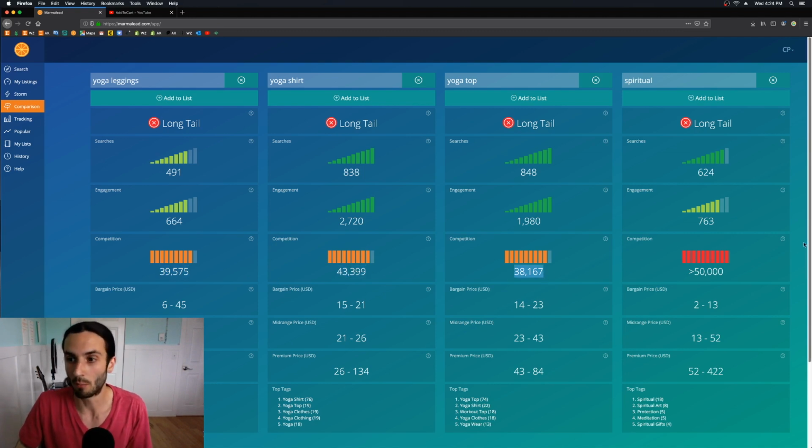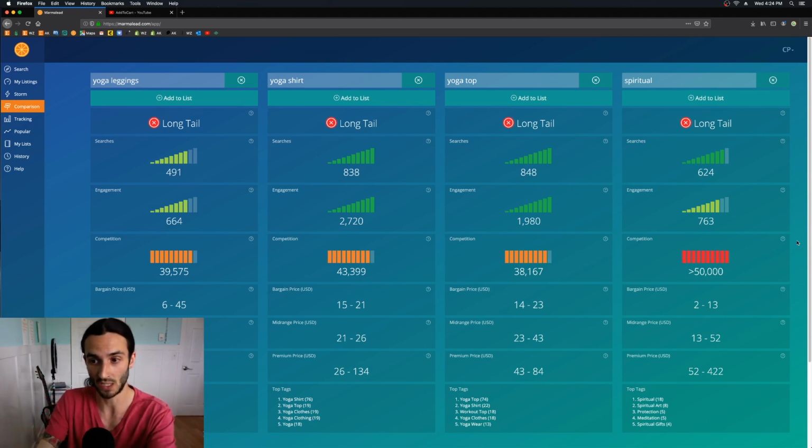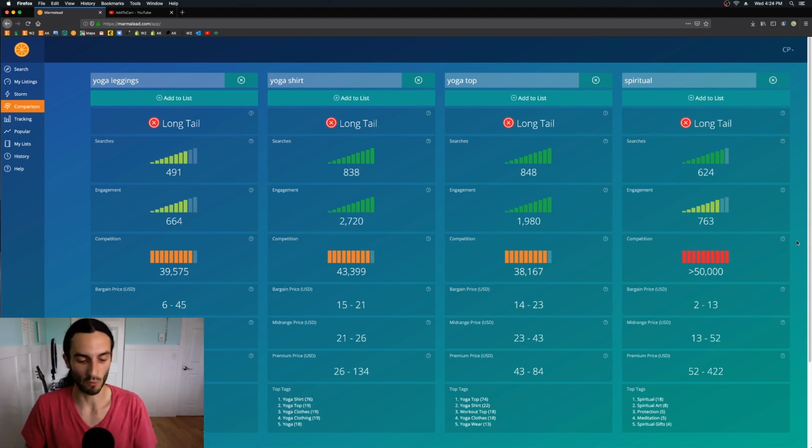That's great. But if you are fearful, I really just want to address the fear behind this competition metric. It's a valuable metric, but I don't want you to be discouraged by seeing all that competition. First off, a lot of this competition doesn't use Marmalead. So right there, you have a leg up on them because you know which keywords are good and which are not. That's probably a large percentage of that competition.